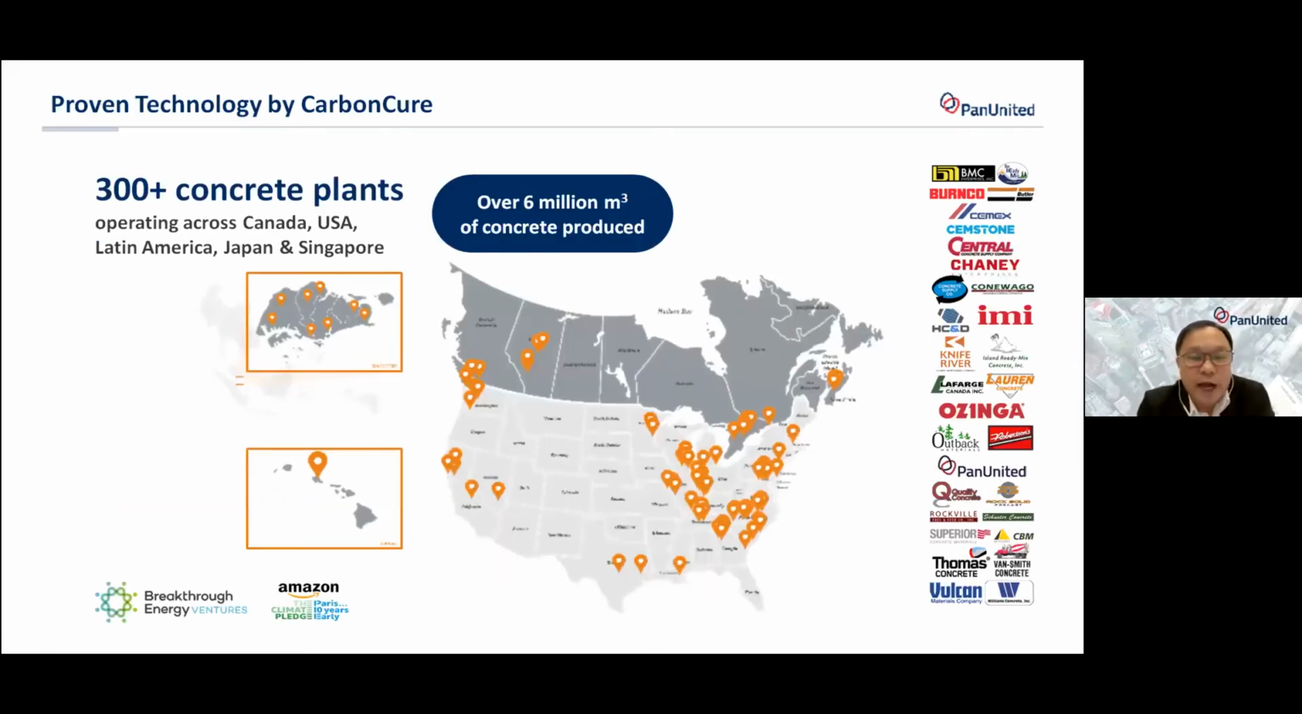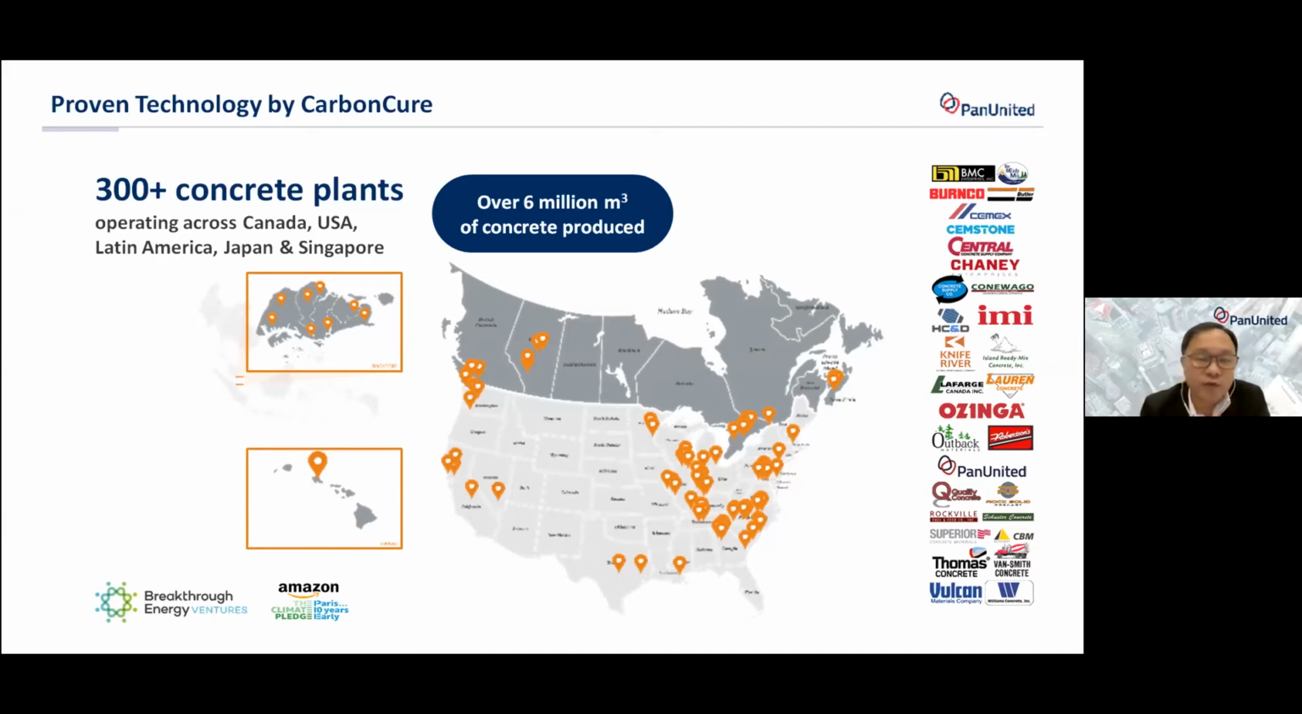Okay, so this is a slide that shows the carbon dioxide mineralization technology, or CarbonCure technology. CarbonCure is a clean tech company based in Canada, and over here you can see that this technology uses CO2 in concrete, and by doing so you are able to increase the compressive strength of concrete, whereby we are able to reduce the cement and reduce the embodied carbon in our concrete. CarbonCure technology has been installed in more than 300 concrete batching plants, and to date, more than 6 million cubic meters of concrete has been treated with this carbon dioxide utilization technology.